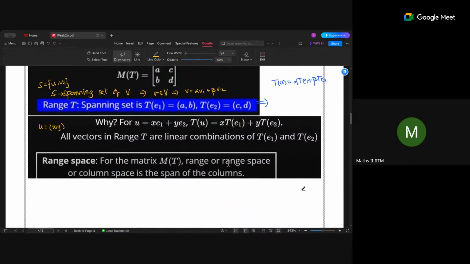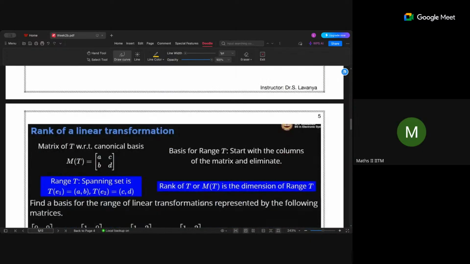So the range space for the matrix M of T, the range, range space, or column space, is the span of the columns. Remember, all these terms are the same. What is the range of T, what is the range space, what is the column space, everything refers to the same thing: the span of the columns. Span means all possible linear combinations.